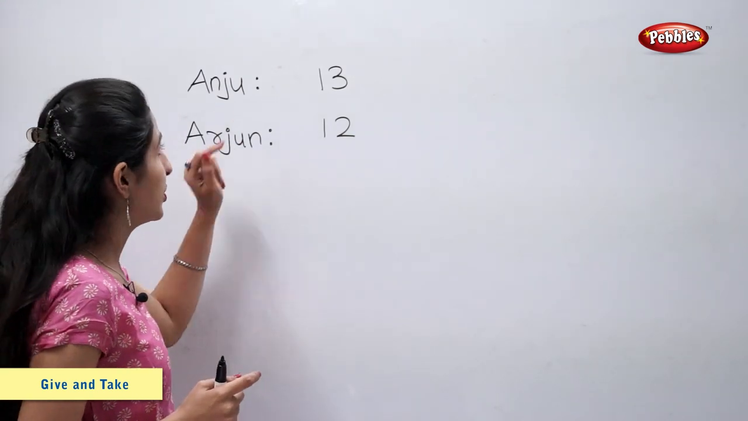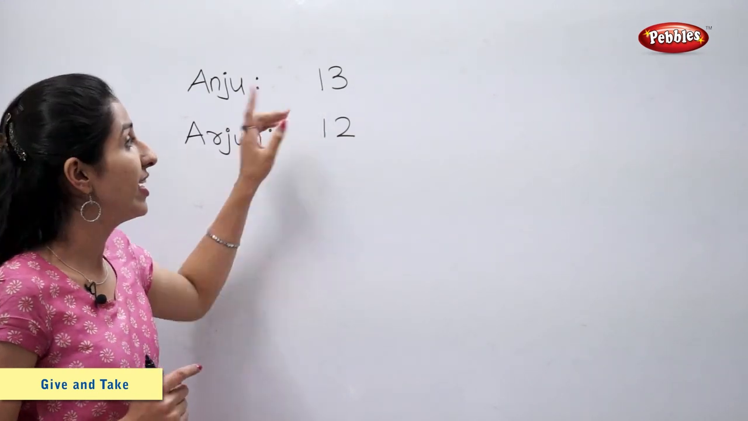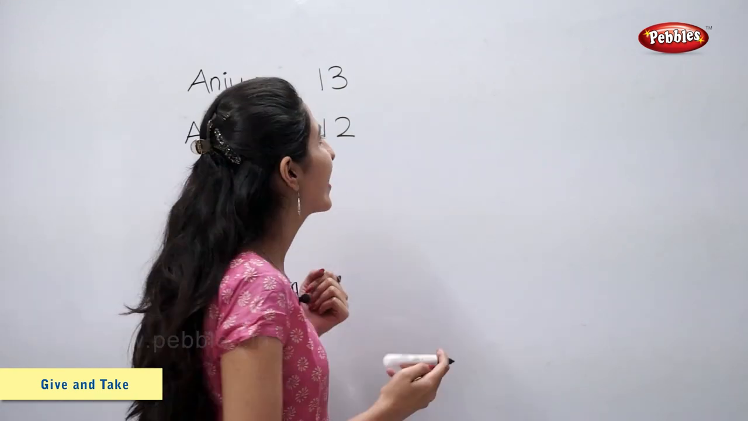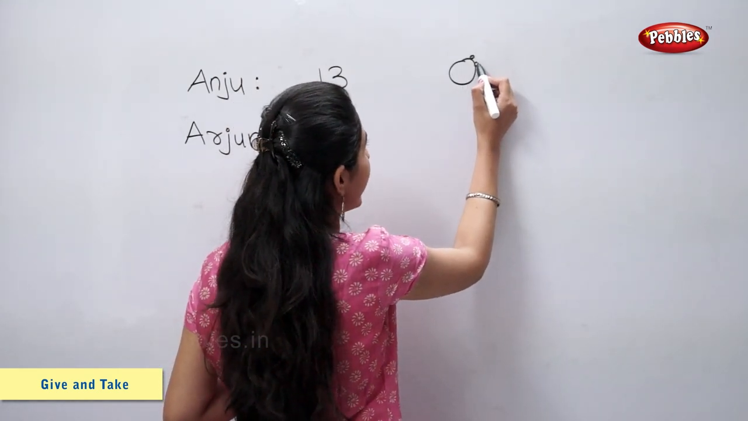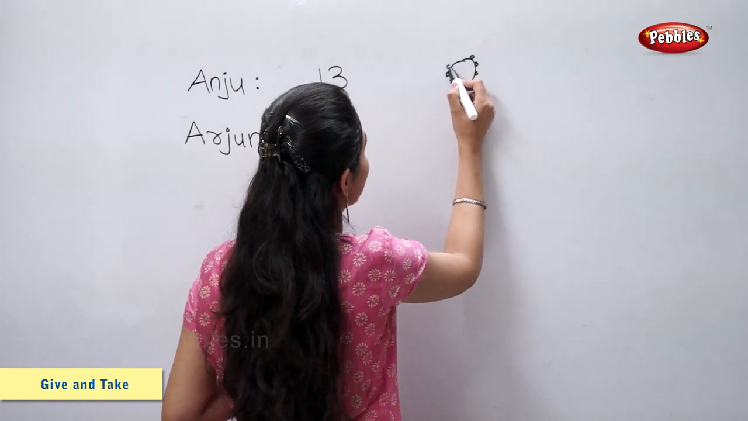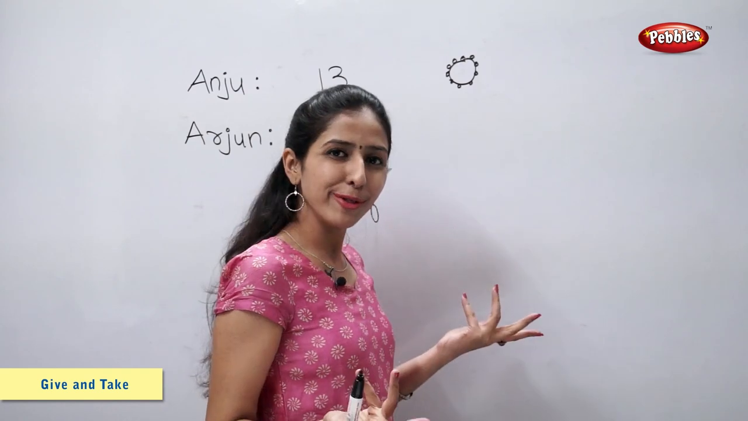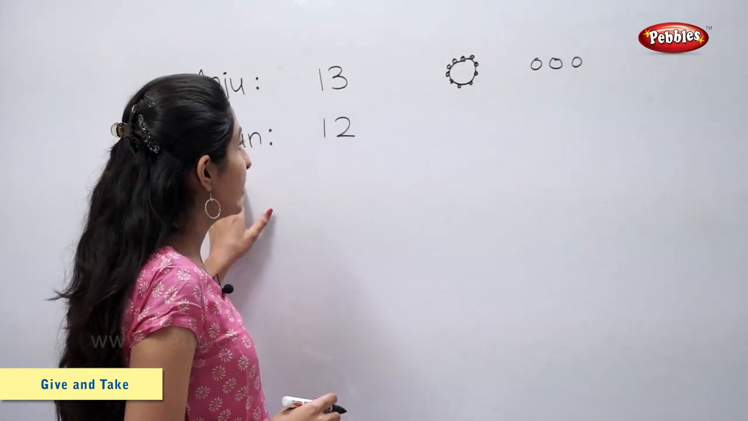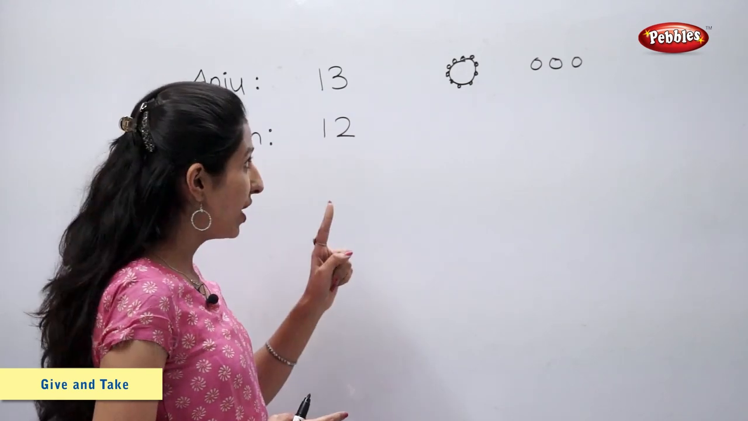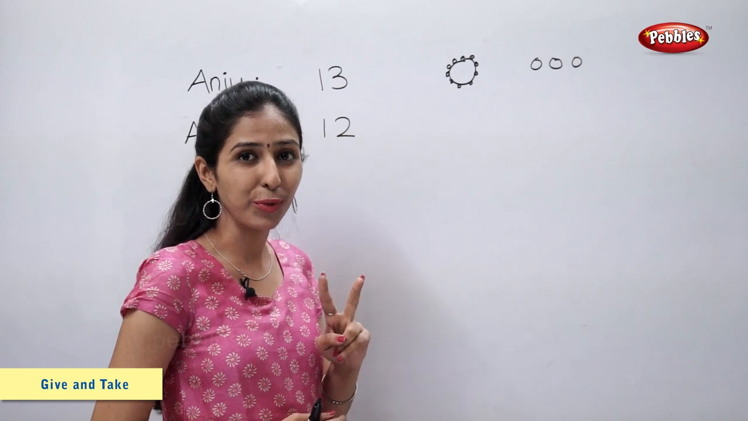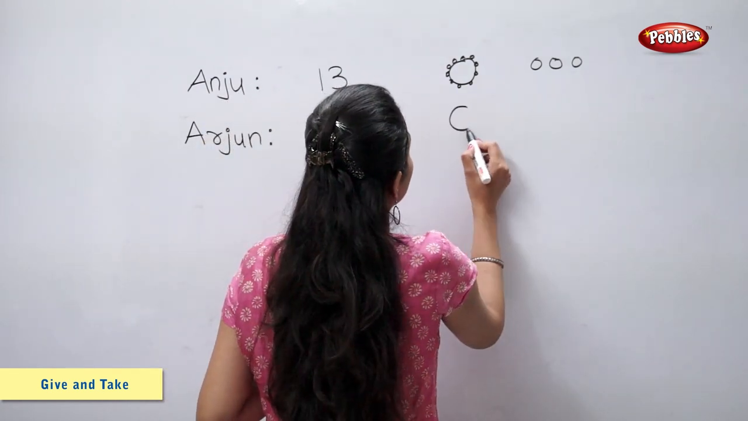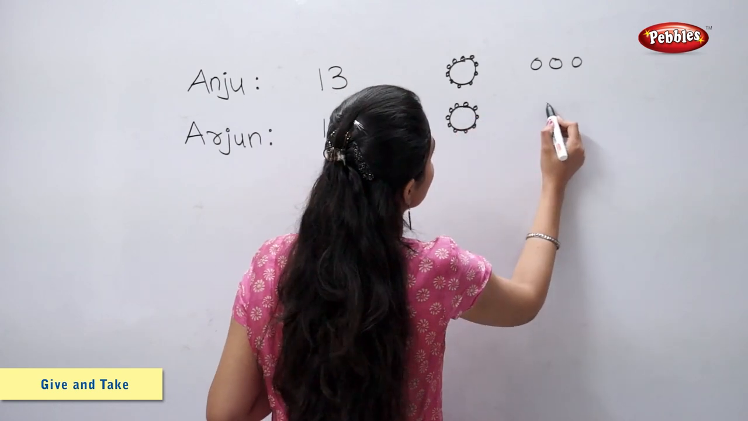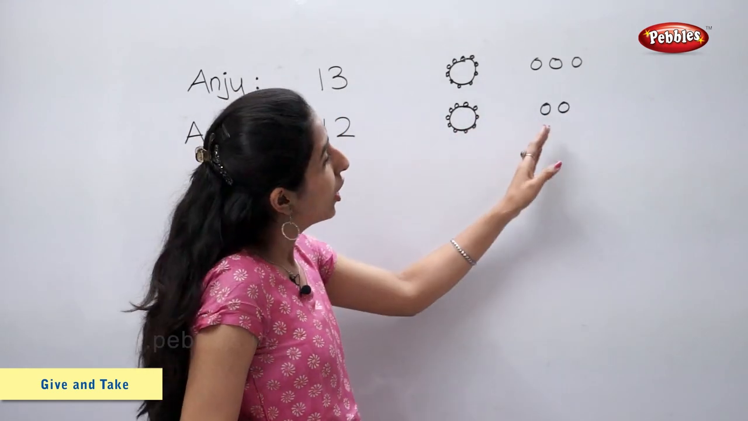Let's count. Anju is having 13 pearls. That means she has 1 bangle of 10 pearls and 3 loose pearls. Arjun has 12 pearls. So, 1 bangle of 10 pearls and 2 loose pearls.